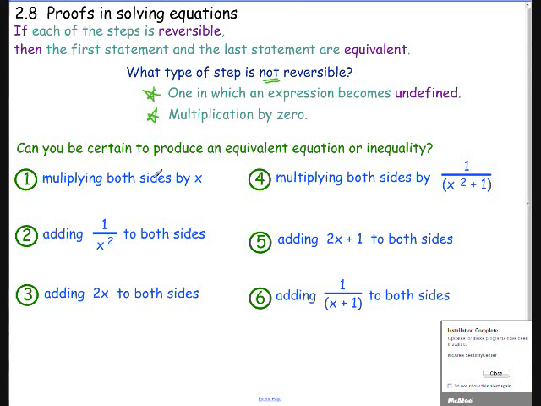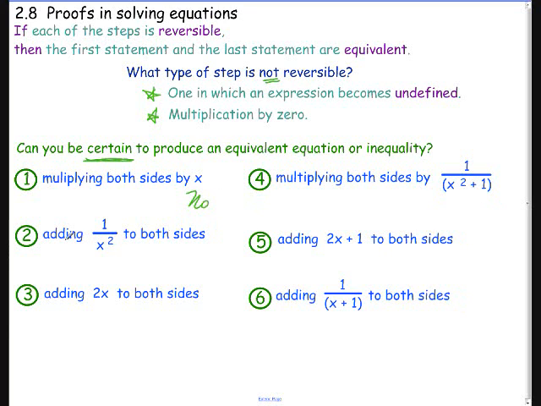Okay, so what if we were to multiply both sides by x? Well, there is the chance that x might be 0. So could we be certain to produce an equivalent? No, we couldn't be certain. What if we were adding 1 over x squared? Now this is a situation where we might be going to something which is undefined, right? Because again, if x, this denominator, if it were equal to 0, that would create an undefined situation.